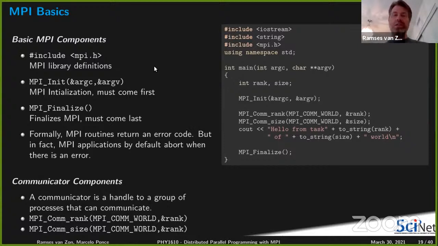So the basic components here were including the library, our initialization, where the different processes learn about one another, and after that, they will be able to communicate. And then finalize, which closes the whole thing off, makes sure nobody's left behind, everything went well. Now, formally, each of these calls actually returns an integer. The integer is an error code.